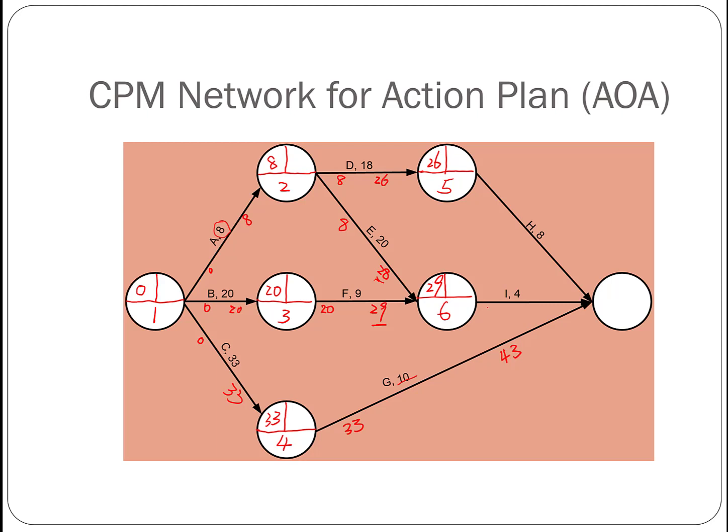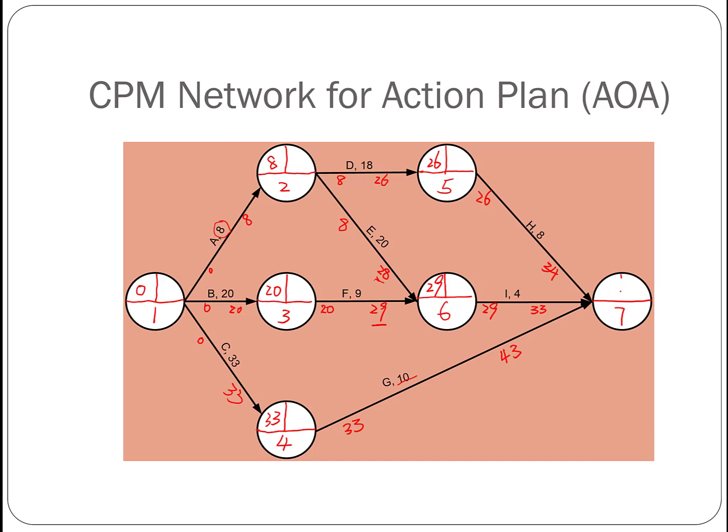So now this 29 goes here, the 26 goes here, and then we'll be able to calculate the early finish time for H, which is 34, and the early finish time for I is 33. Now we are at this last event.